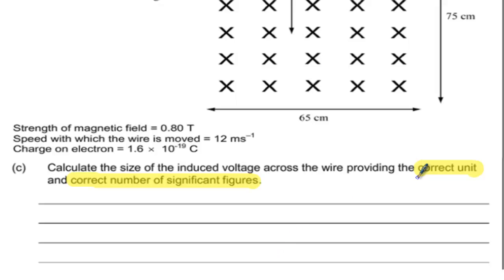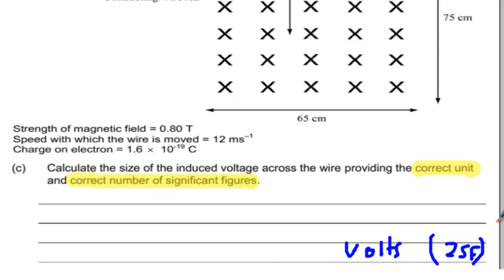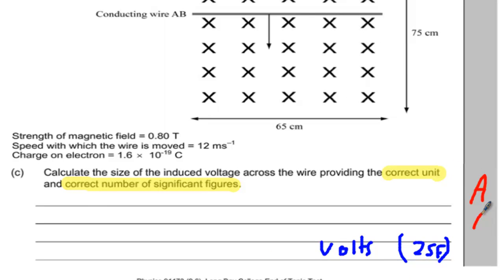Okay? Correct unit, well, calculate the size of the induced voltage, so we know that the answer is going to be in volts. If we have a look up here, there's two significant figures, two significant figures, and two significant figures, so our answer must be to two significant figures. By simply writing these two here, we have gained two achieved grades. Now let's have a go at answering this question.